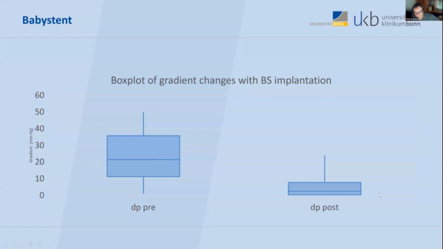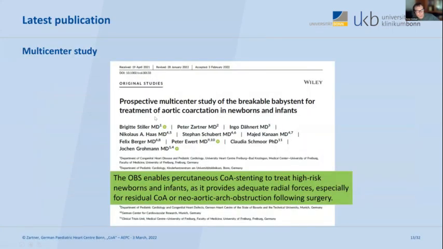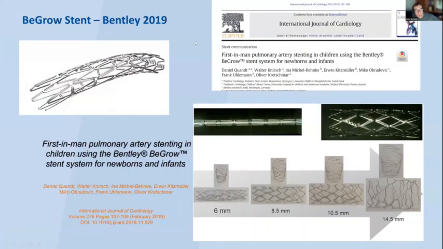The gradient drops from over 20 to far below 10. Recently there has been a multi-center publication with this stent, and there's another stent following the same concept, the B-growth stent from the Bentley company, published by the Swiss group.